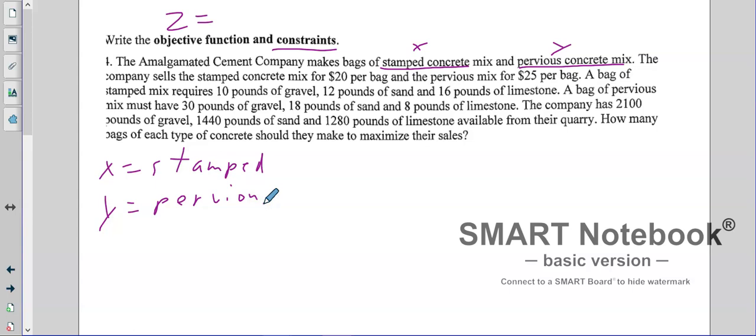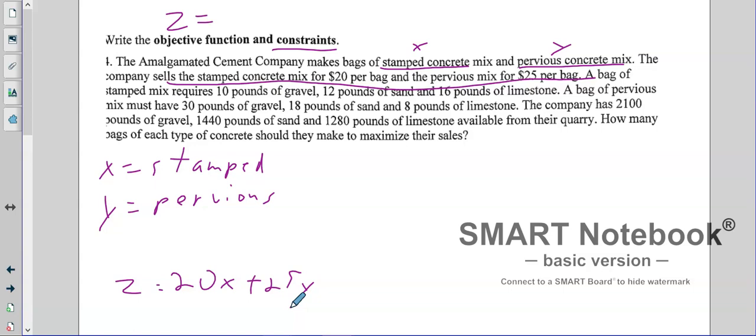Okay. It says the company sells the stamped concrete mix for $20 a bag and pervious for $25 a bag. That's talking about the profit they're making. So that's going to be my Z function. Z is going to be equal to 20 for the stamped and 25 for the pervious. Okay? That's not a constraint. That's what they're selling it for. Now we're getting into the creative part.